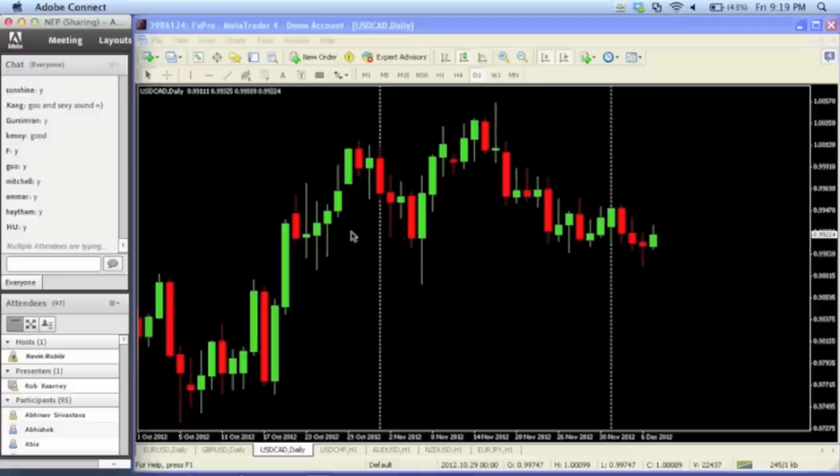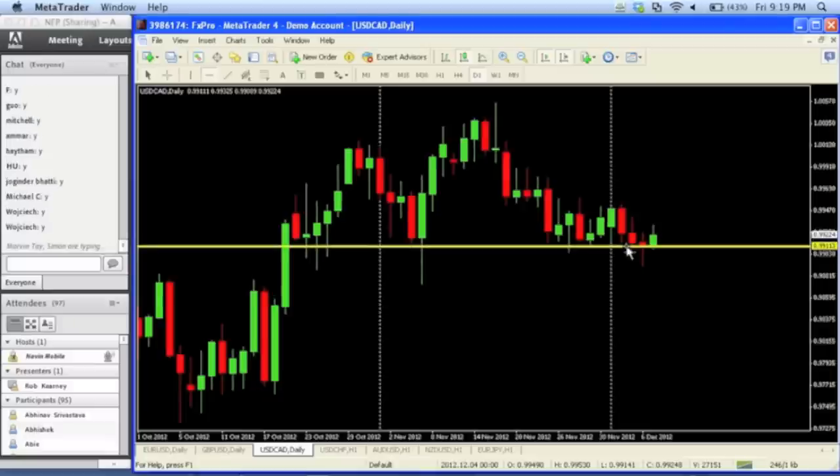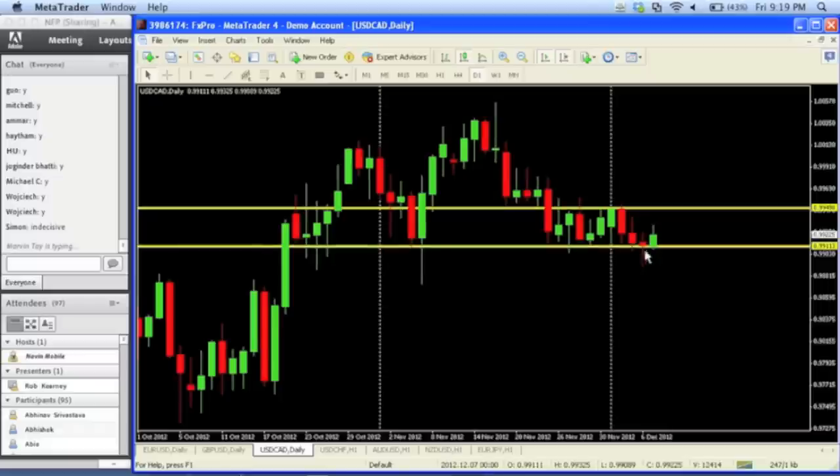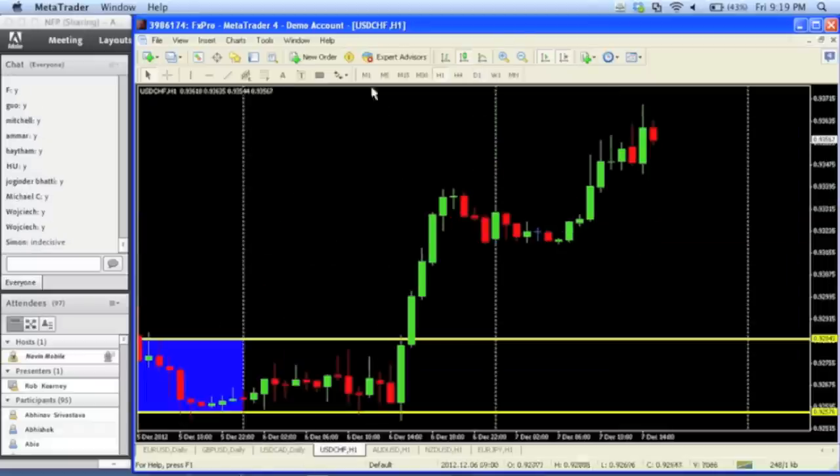Now US dollar CAD, no information here. All we know is it's range bound currently. It has a nice range coming in from last month. All right, going to Swiss franc daily charts.